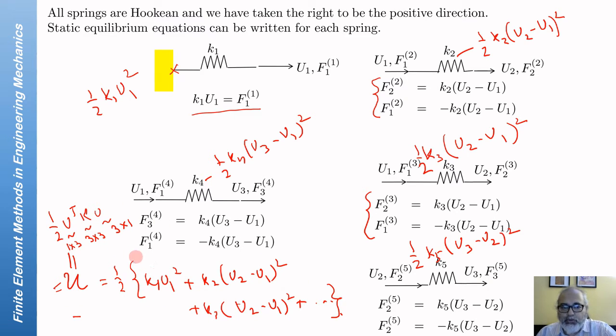So I leave it to you to prove. You should easily be able to prove that U is half u transpose k u. Again, you see the analogy with half k delta squared. Delta squared you can write as delta k delta. So u is the generalized delta, k is the generalized stiffness, and u again is the generalized delta. So this is exactly analogous to half delta k delta, which is what you are familiar with from the equation of a single spring. This is not for a single spring, but for an assemblage of springs.